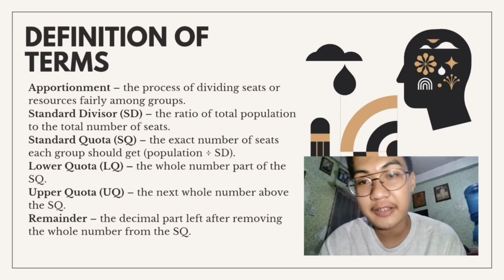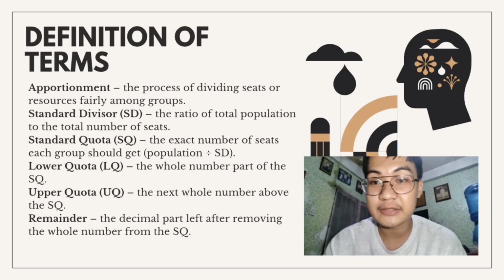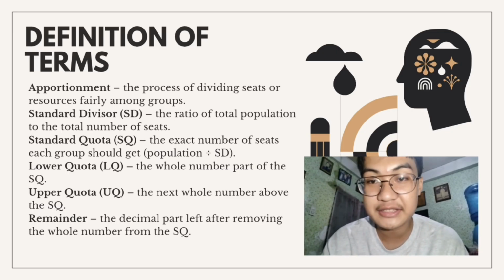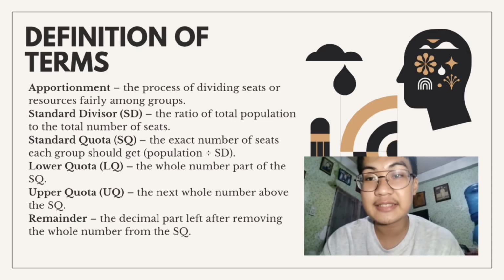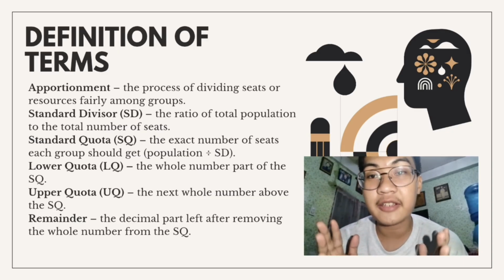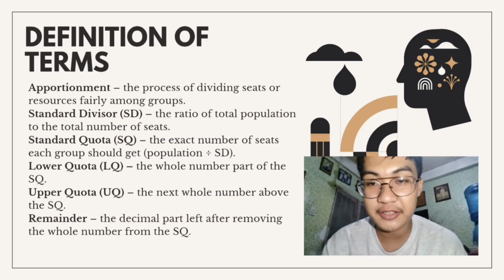Next, we have the standard divisor and quota. The standard divisor is found by dividing the total population by the total number of seats. This tells us how many people are represented by one seat. The quota is the exact or decimal number of seats that a group should get. It's calculated by dividing the group's population by the standard divisor.